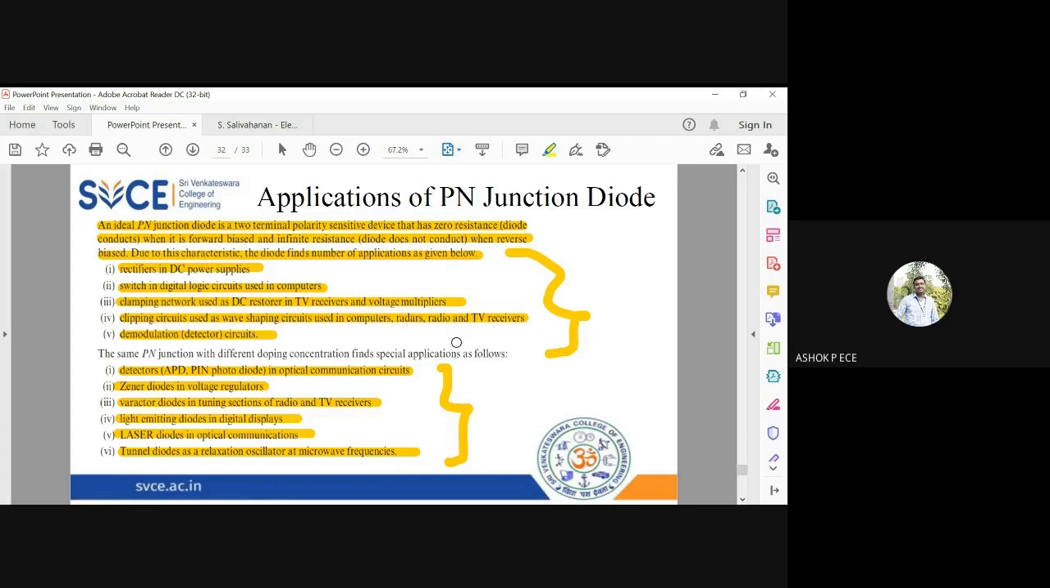In subsequent chapters, I think 3, 4, 5, we'll be reading about special function diodes. In that we'll be studying all these devices in detail. What is the operation of these devices? What is the energy band diagram? What is the forward bias condition? What is the reverse bias condition? We'll be studying all these applications in detail as we move into subsequent chapters.